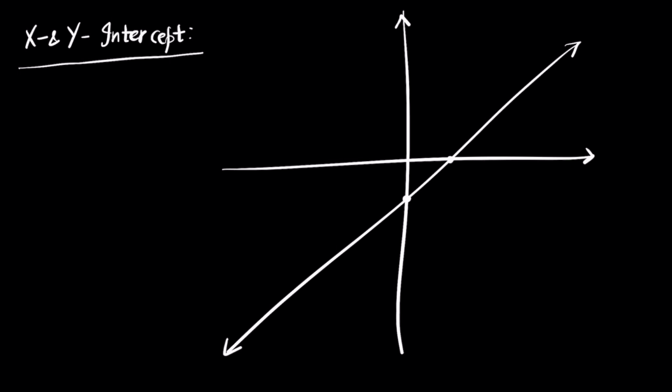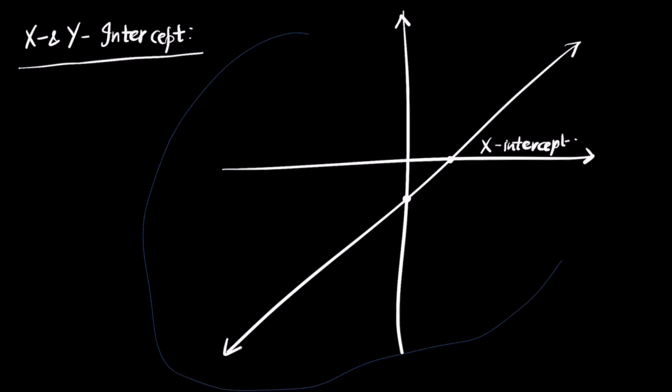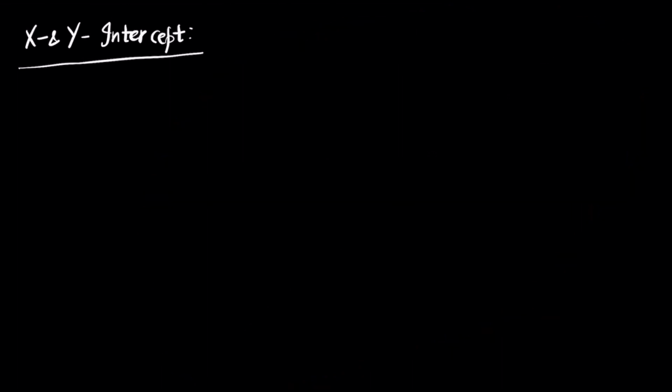Now the point at which it cuts the y axis, we call the y-intercept. The point at which it cuts the x axis, we call the x-intercept. These are the ways we define x-intercept and y-intercept. With that in mind, let's try an example. Let's say we have the equation y equal to 3x minus 1. How would you find the x and y intercept without having to draw the graph?